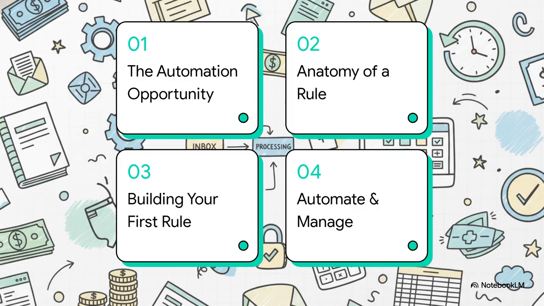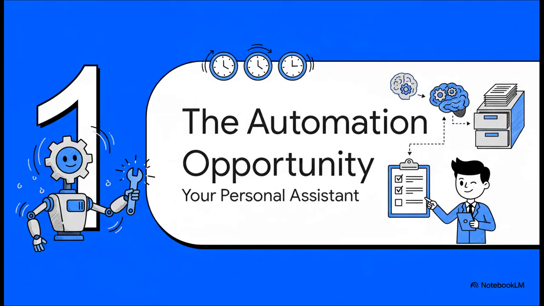So here's our game plan for this explainer. First, we'll talk about the huge opportunity here with automation. Then, we're going to break down what a rule actually is. After that, we'll build our very first one together step by step. And finally, I'll show you how to manage the whole system you've created. Okay, so let's start with the automation opportunity.